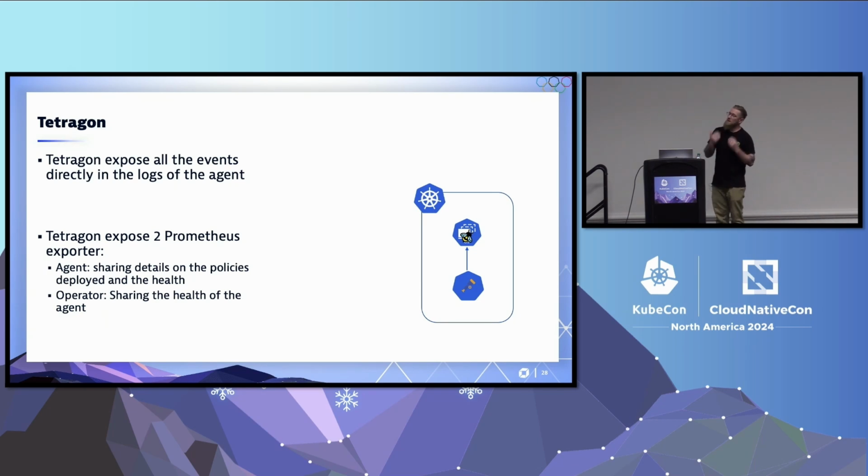And when it comes to the metrics themselves, yes, Tetragon is insane. It gives you metrics about the agents. It gives you metrics about the operator. It gives you metrics about all the policies deployed. So you are good to go. You know what's going on in Tetragon itself.